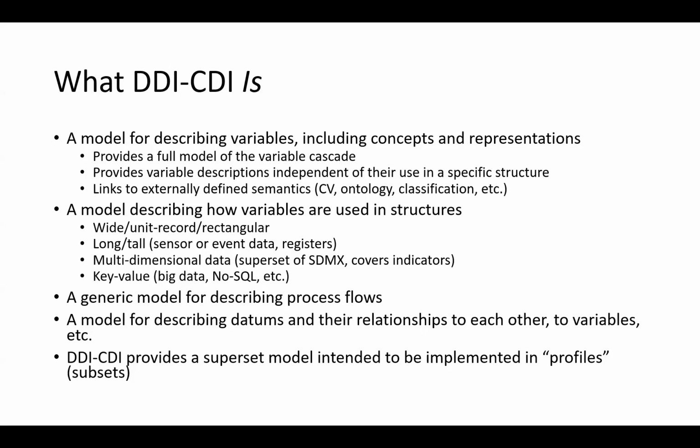So we have a description of unit record data, sort of wide data, rectangular data, whatever you want to call it, which is familiar to DDI. But then we also show how the roles that are very similar but significantly different in long data formats, like sensor data or event data, how you describe SDMX style cubes, how those things can be translated into indicators, and then big data, so NoSQL data, really key value, where you have identifiers that might be structured, but really it's just observations and identifiers organized into sort of buckets, and a much less structured form of data. So we have ways of describing all of those things in CDI. And then a generic model for describing process flows.